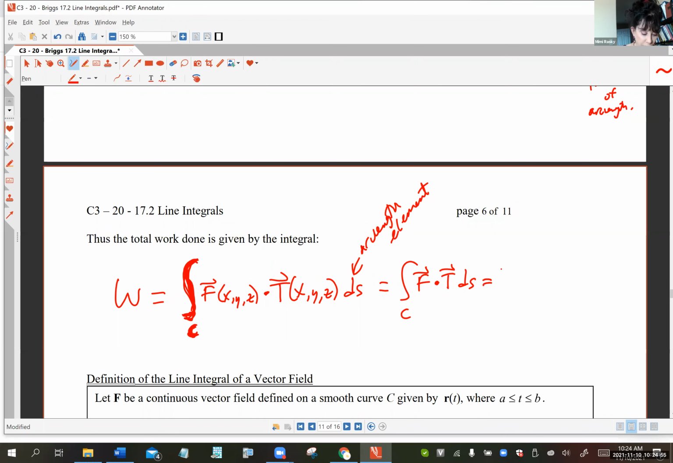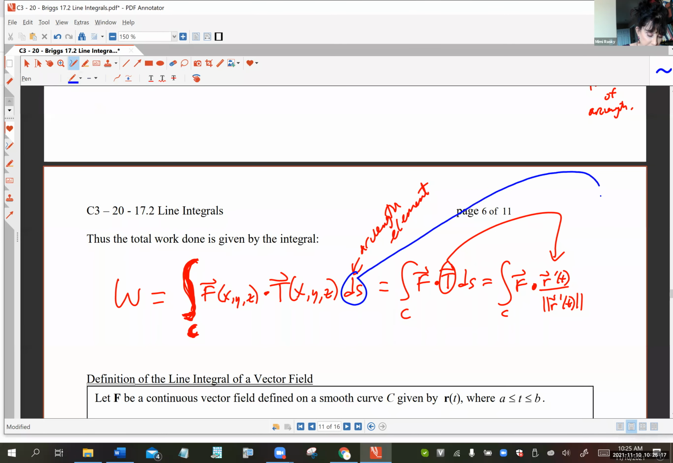Now let's use our knowledge of big T. What do we know about big T? Well, he is the unitized velocity vector. So I'm just replacing big T with the definition. It's r prime divided by the magnitude of r prime. Okay. And then what about the little arc length element? We learned about the arc length a couple times now. And that arc length element is the magnitude of velocity, basically speed, dt.